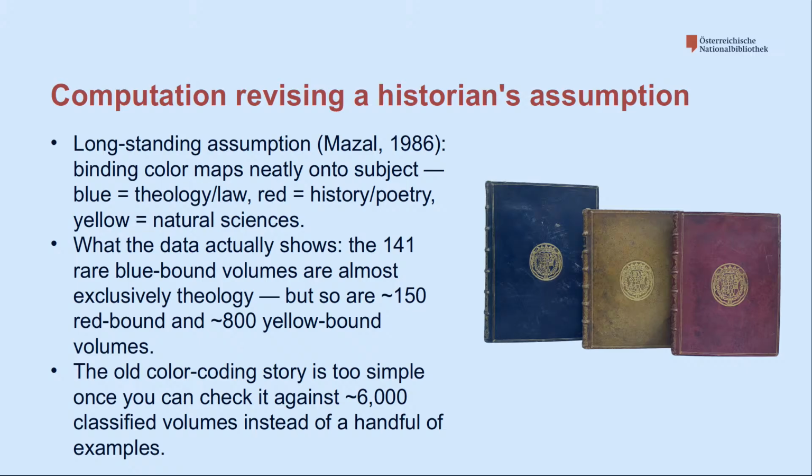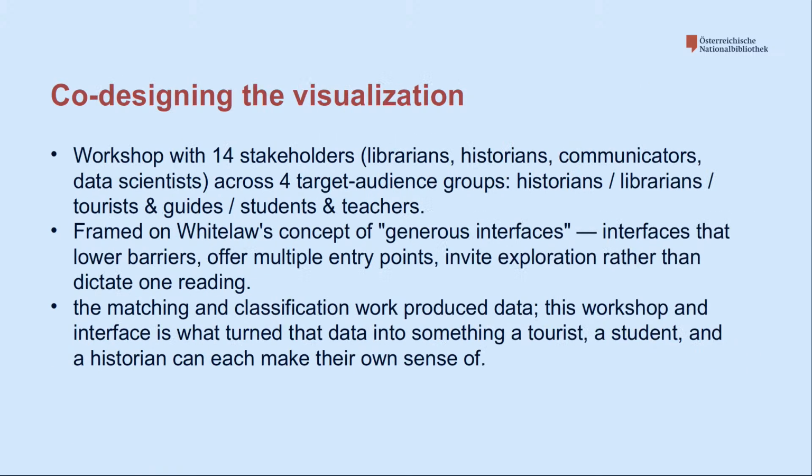And our data showed that one direction is correct: a blue book contains theology. But the other direction is not correct, as in red or yellow books also contained theology. So the historians back then took some samples and saw that this is mostly theology, but they did not take samples from yellow and red to find the ones that were also theology. So this we could disprove, and we also wrote a nice publication about it.